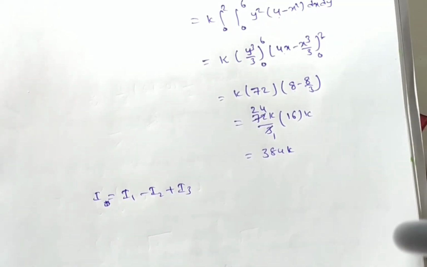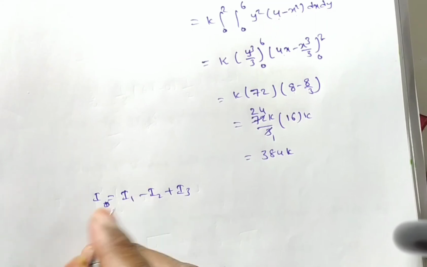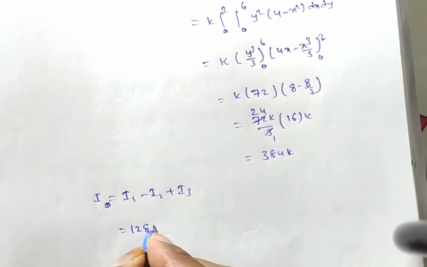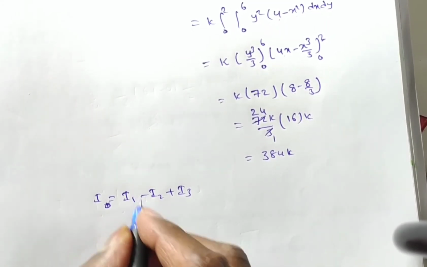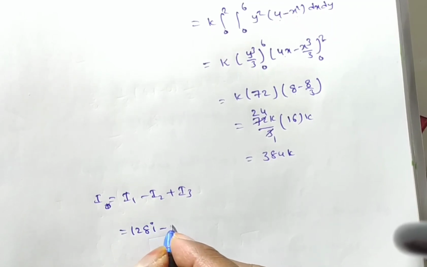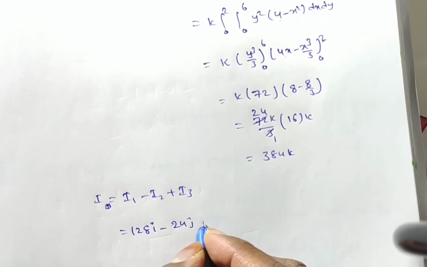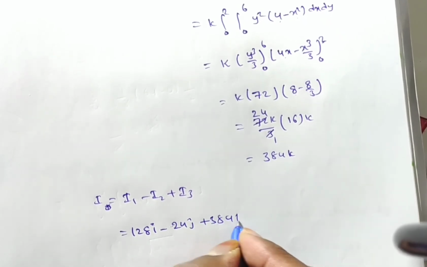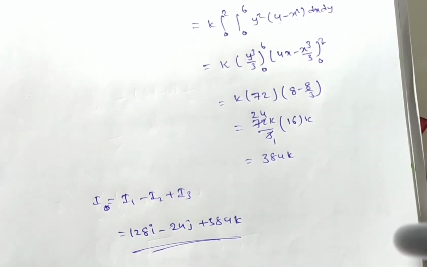So friends, you have I equal to I1 minus I2 plus I3. So the I1 value, I2 value, I3 value I am writing here. I1 is equal to 128, with the minus sign here, I have also written it clearly, you see. And I2 is 24j. Now I3 is equal to 384k. So the final answer you got is a vector.